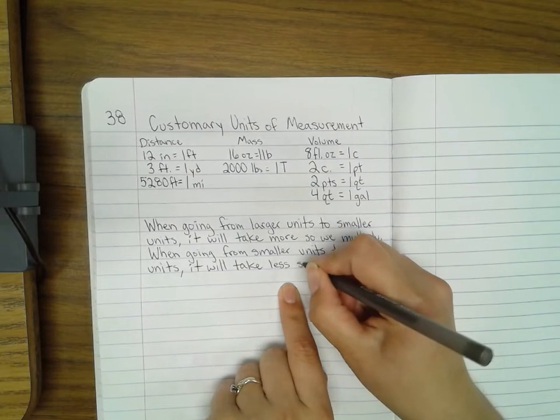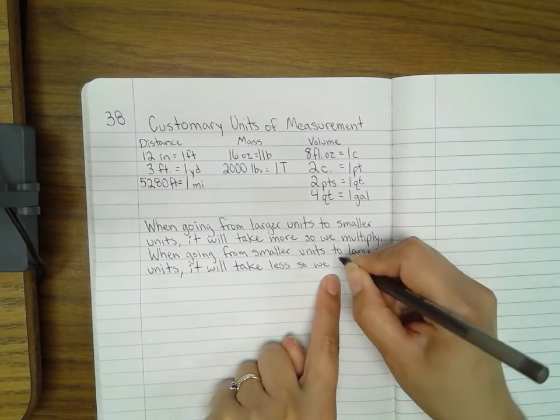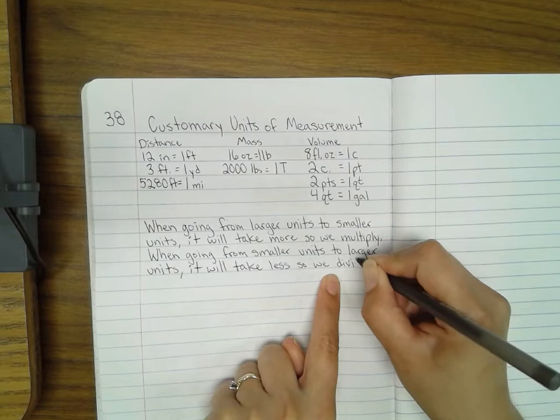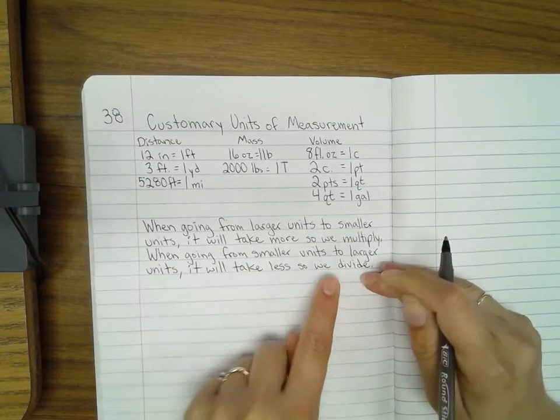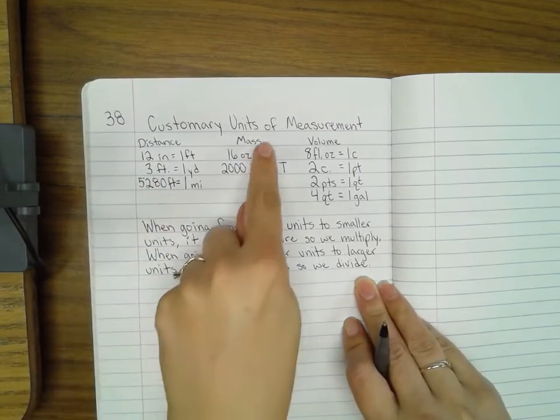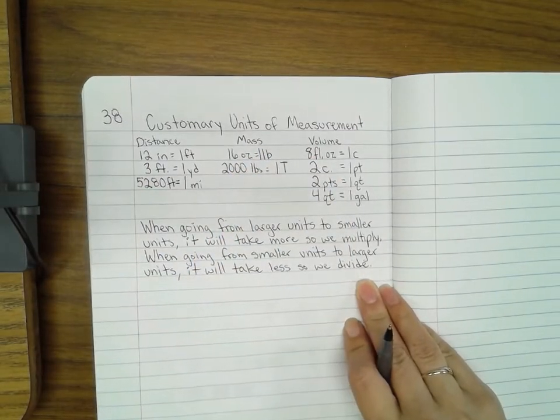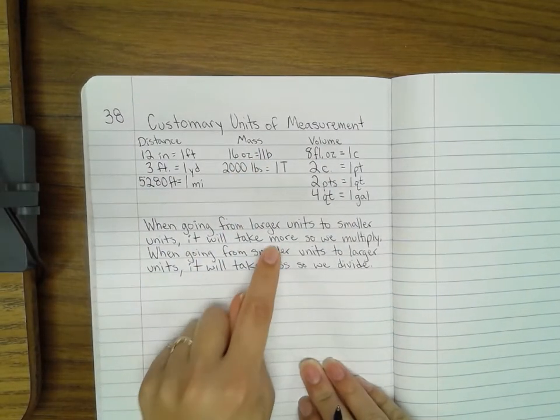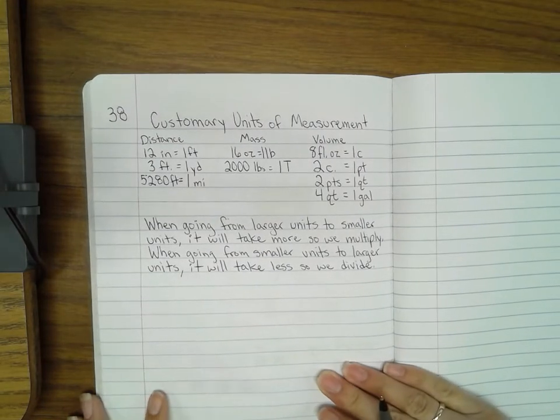So we divide. Now, depending on what unit you're going from and to, you're going to use these numbers up here to help us get there. This just tells you if you're going to divide or multiply by those numbers. So, skip a line.